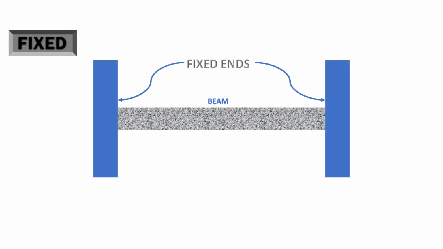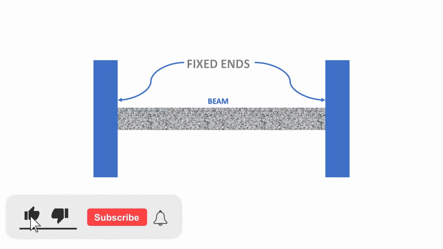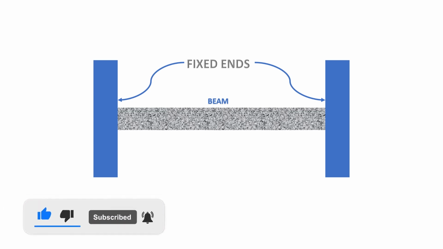Fixed beams. Fixed beams have supports at both ends, but unlike simply supported beams, they are rigidly fixed. This means they cannot rotate or deflect at the supports. Fixed beams are used when resistance to rotation is needed, such as in the design of building frames.